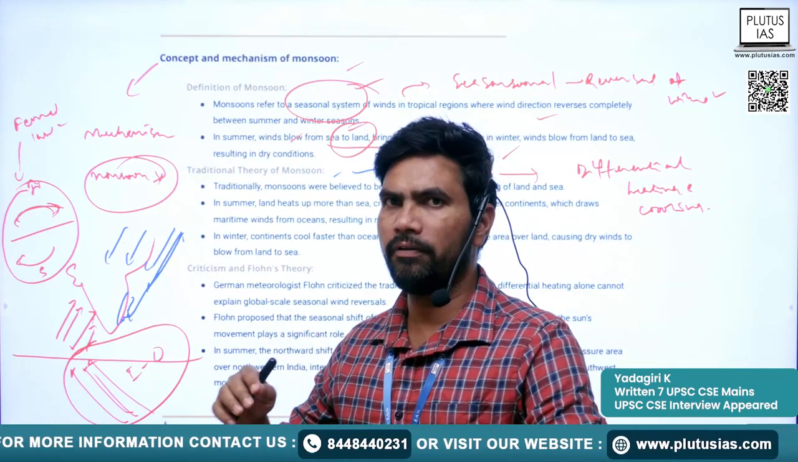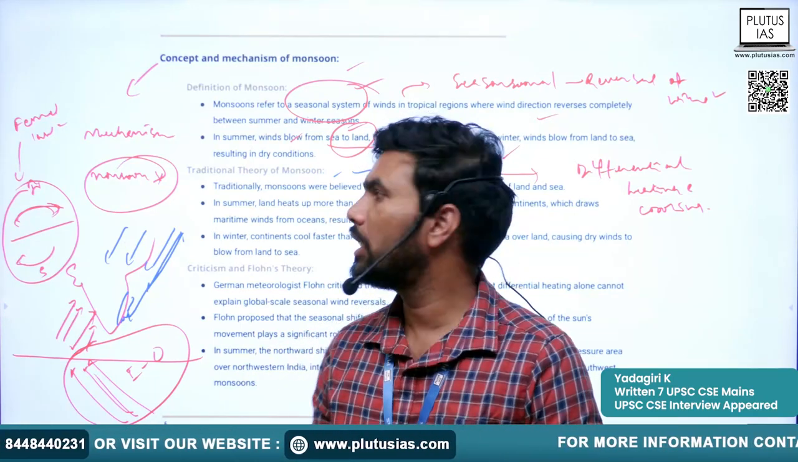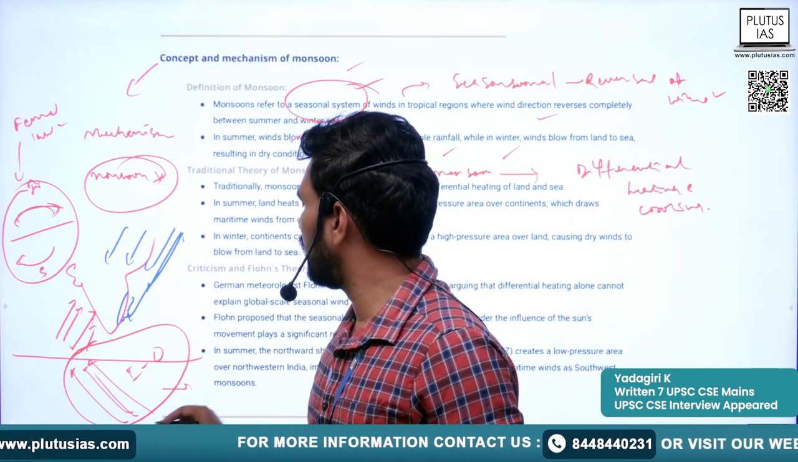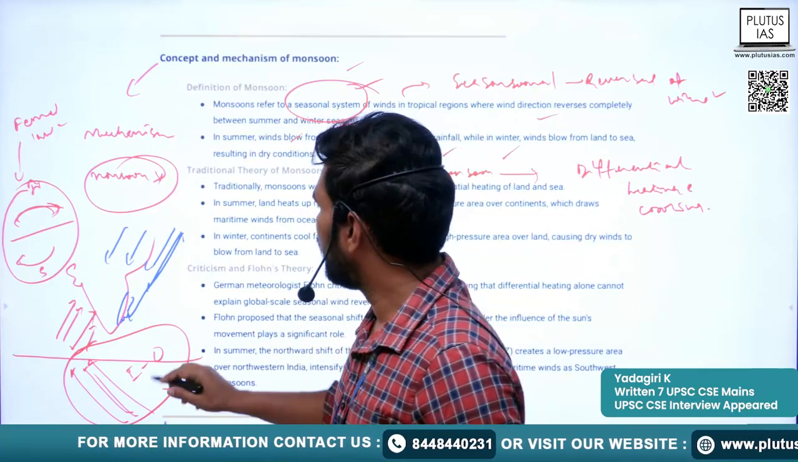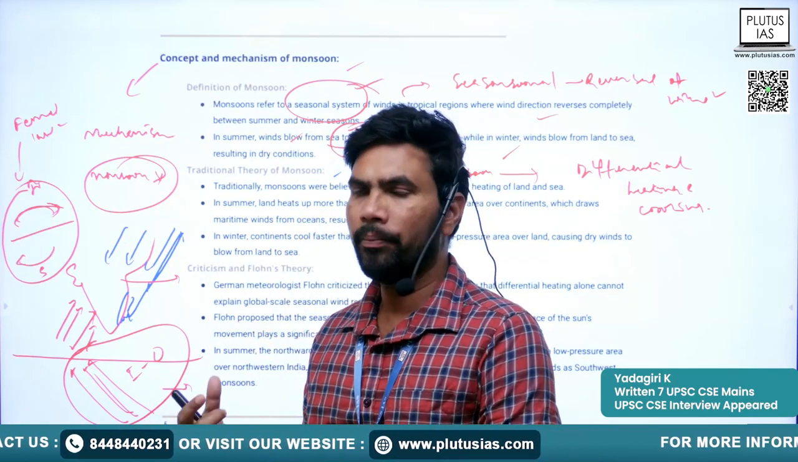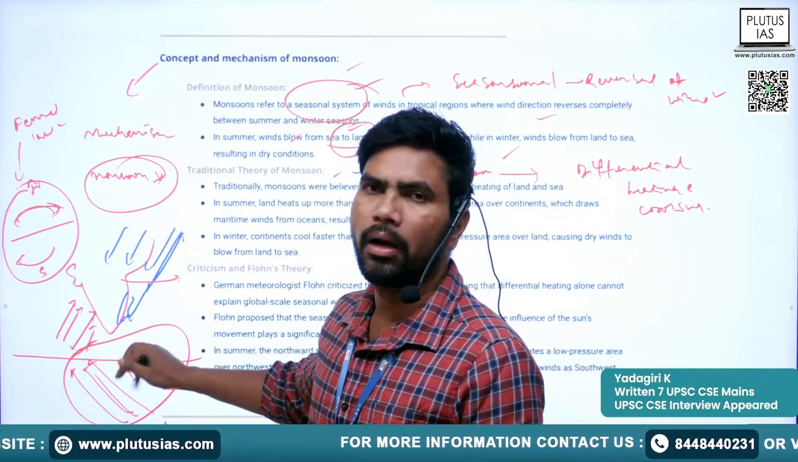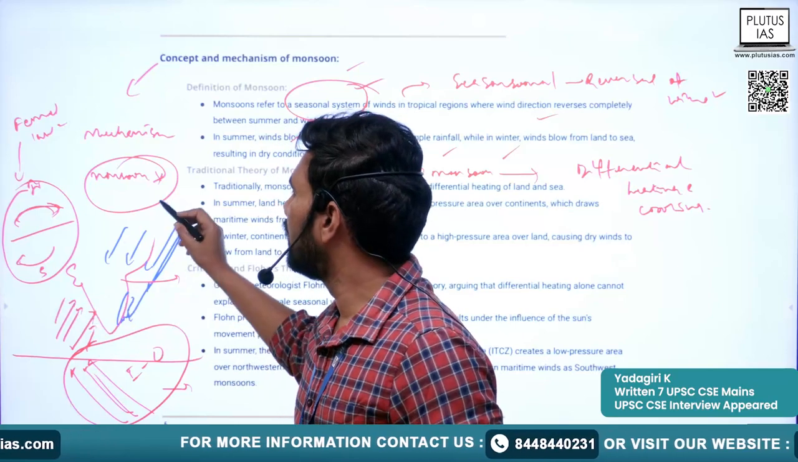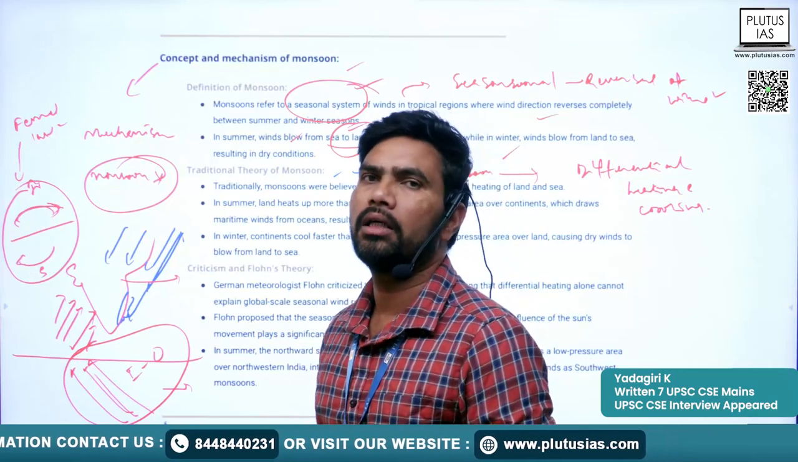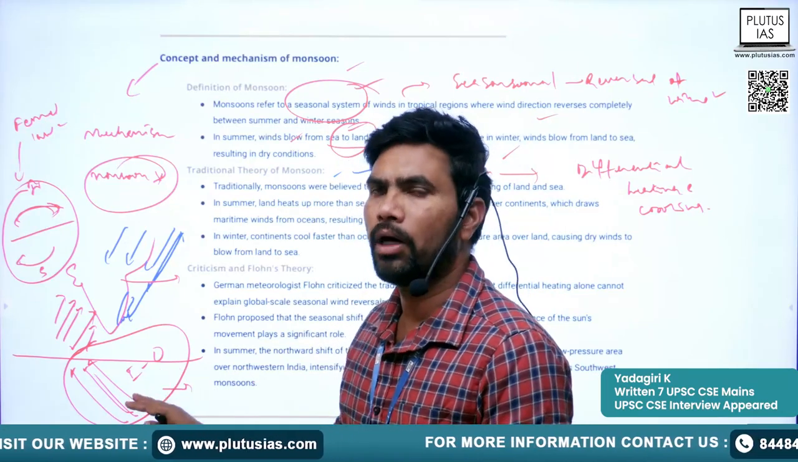So because of this difference in the heating and cooling rates of both land and sea, whatever the land area and sea area we have discussed just now, the ocean has different rates of heating and cooling, and also the land area, the Indian subcontinent, has a differential rate of heating and cooling. So because of this reason, the monsoon winds occur. I mean, the monsoons flow in the summer months and they reverse in the winter months. So this is the theory given by the experts as a reason behind the monsoon winds.